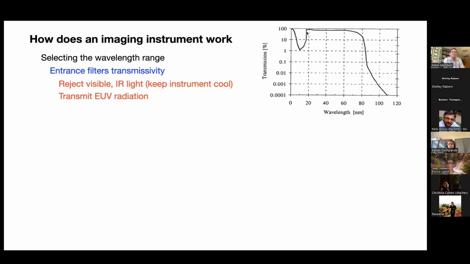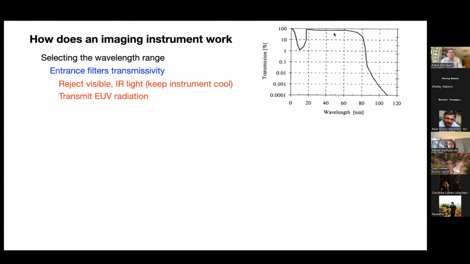And it works very good between 170 and, I would say, 800 angstroms. Unfortunately, there is a big hole in the soft X-rays where the transmissivity decreases dramatically. But what's most important here is the huge decrease in the transmissivity at longer wavelengths. This is what keeps the bulk of the energy emitted by the sun away from your instrument.